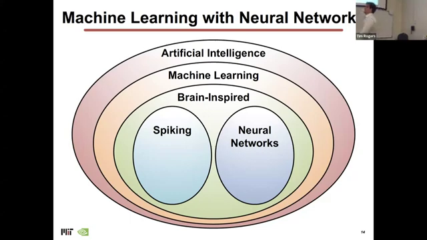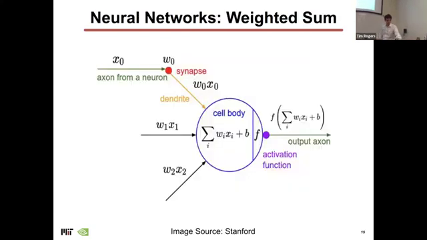The other subclass inside brain-inspired that is not spiking-inspired is neural networks, okay? Which is what probably most of you have heard about, and it's the form that most of the machine learning that's actually working today takes. So how does this work?